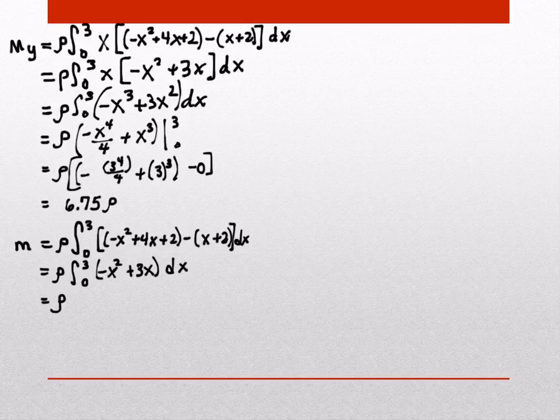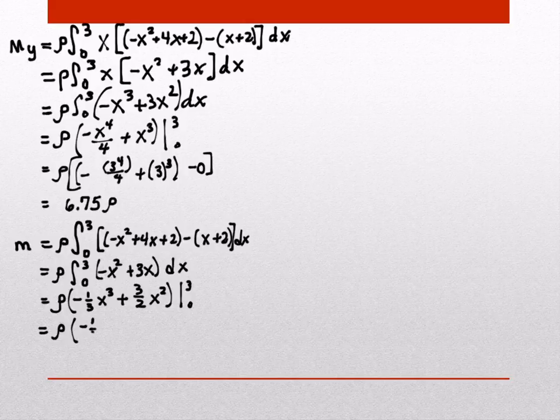All right. Antiderivative. What's negative x squared? Negative 1/3 x to the third. And then plus 3/2 x squared, right? Evaluate 3 and 0. So this rho is negative 1/3, 3 cubed, plus 3/2 at 3 squared. And then again, technically minus 0. So what do you get when you simplify everything with a 3 plugged in on that one?